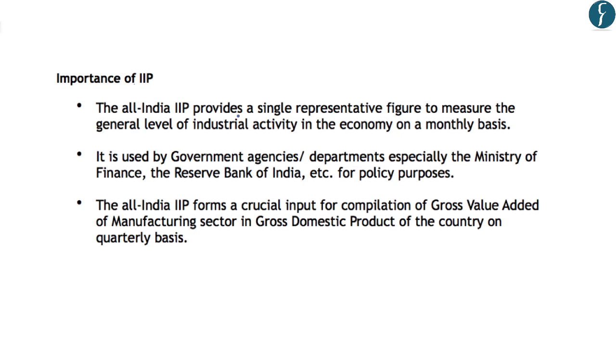Now, the importance of IIP or the Index of Industrial Production is that it is a single representative figure to measure the general level of industrial activity in an economy on a monthly basis. So it should also be kept in mind that IIP is released on a monthly basis. Further, it is used by the government agencies, departments, and especially the Ministry of Finance and RBI for policy purposes. Further, the All India IIP forms a crucial input for the compilation of gross value added of the manufacturing sector in the GDP. So these 3 points reflect the importance of the Index of Industrial Production for the Indian economy.